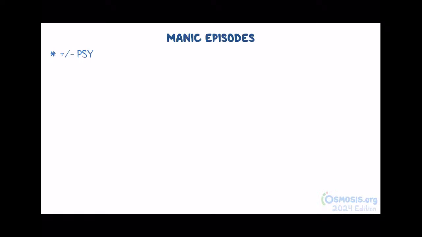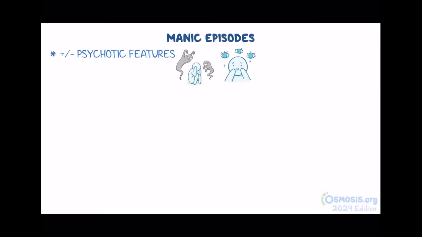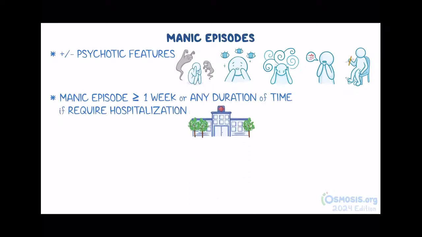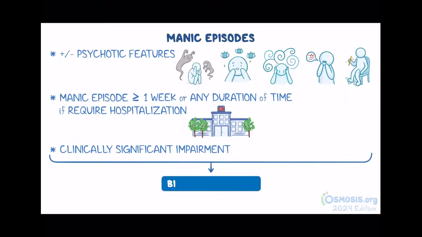Sometimes the patient might present with psychotic features such as hallucinations, delusions, or severely disorganized thought, speech, and behavior. Next, the manic episode must be at least 1 week or any duration of time if symptoms are severe enough to require hospitalization. Finally, symptoms must cause clinically significant impairment. If the patient meets the criteria for a current or past manic episode, diagnose bipolar I disorder.